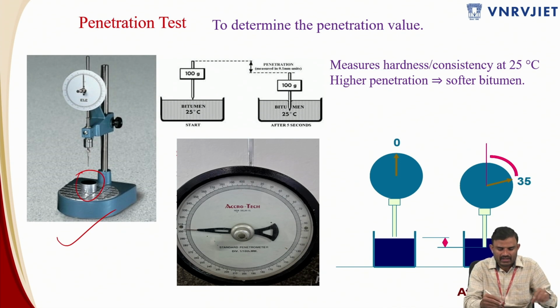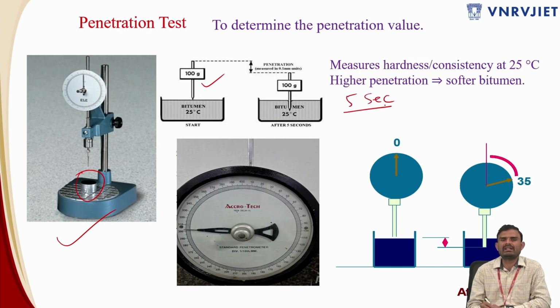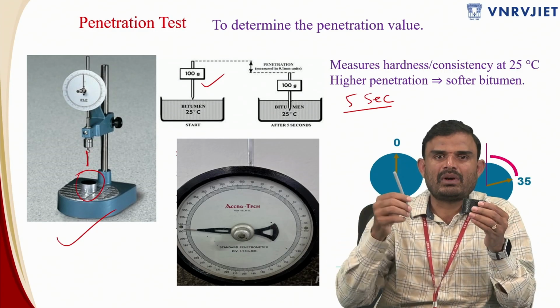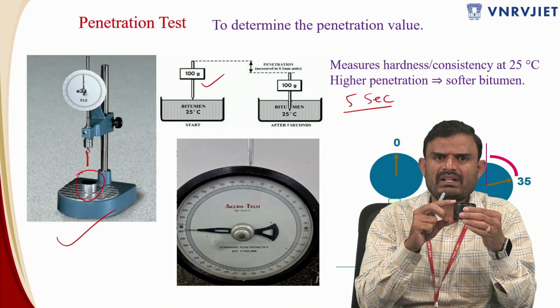The amount of load you are going to apply here is 100 grams, and the time duration for which you apply the load is 5 seconds. So you are applying 100 grams of load for a duration of 5 seconds, and you see how much is the depth of penetration of the needle. This is the brass mold, which is approximately 50 to 55 mm in diameter, and the height is also approximately 50 mm.